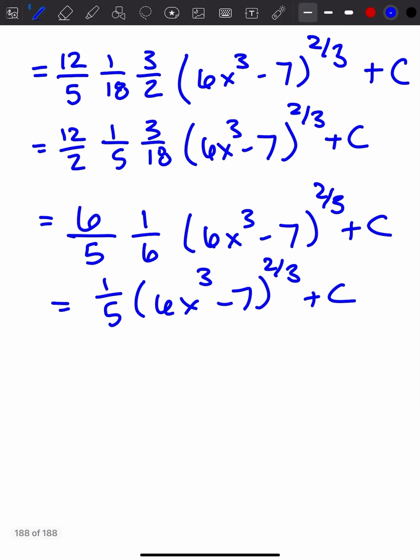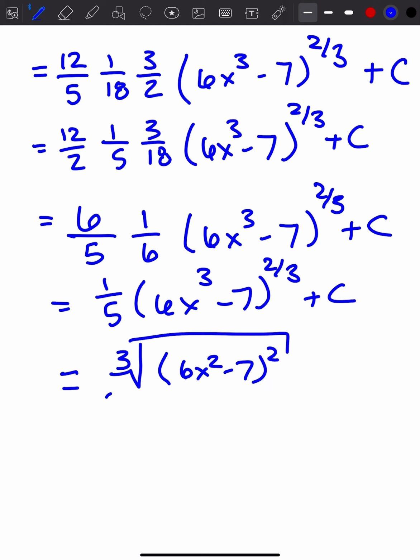The only other thing we might do is change this back. So this is really 1/5, or everything that we have divided by 5. So we have the cubed root of 6x cubed minus 7, but all of that is being squared on the outside. We're dividing it all by 5 plus c.